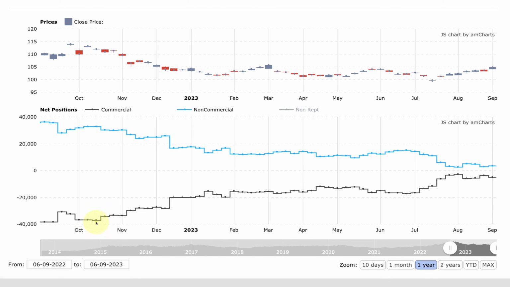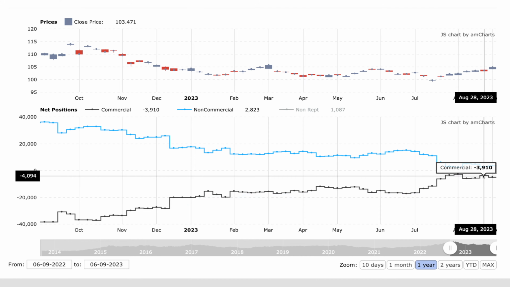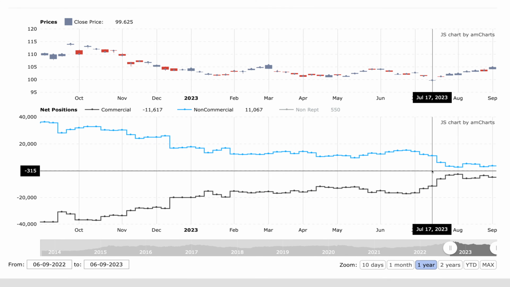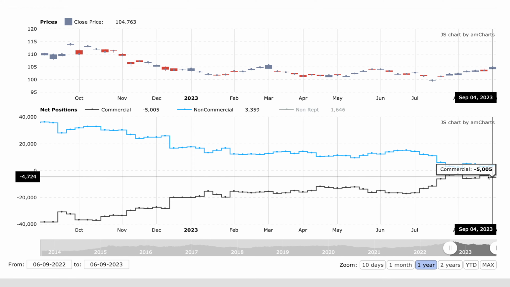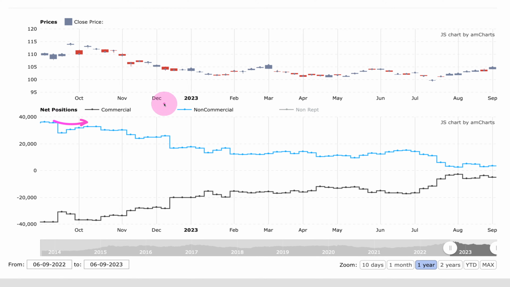Looking at the Commitments of Traders report, you can see that commercial, this color right here, that's them. They've just been slowly accumulating the dollar. And somewhere around here, let's say August 7th to August 28th, they have just kind of stalled as of right now. This is the zero line. So they're still negative. As of right now, they're negative 5,000. You can see commercial, the blue line, they've been selling.